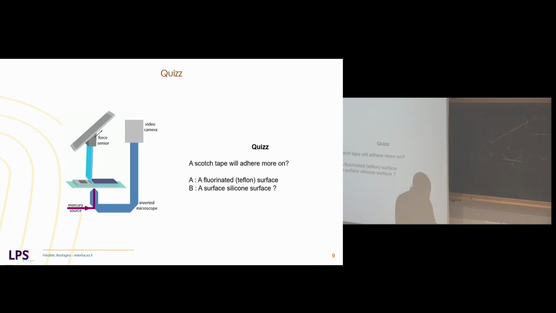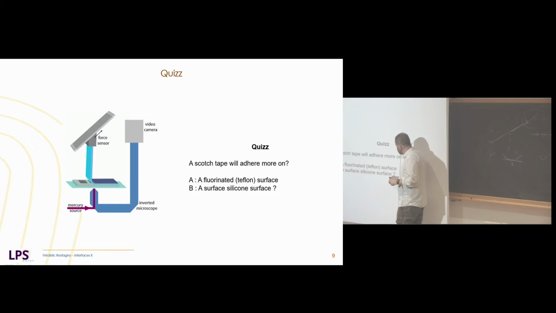First, a fluorinated surface, like a Teflon-like surface, which is a surface of really low energy. And the second choice is a silicone surface. To be completely honest, the result I will show you is a glass covered by adsorbed PDMS chains. So I will take a glass surface coated with grafted fluorinated silanes, and compare it with a surface which has mainly PDMS at the interface.